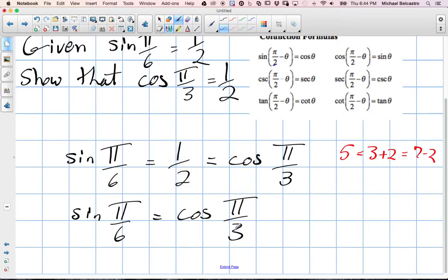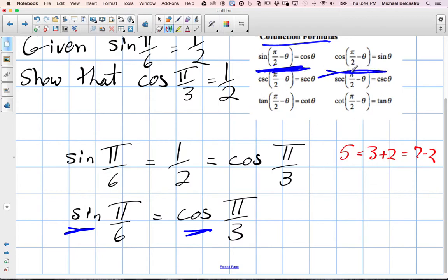Okay, now we need to prove this idea. That's what this whole thing is. When they say show that, they mean you have to prove this to me. Prove that these things are equal. Well, we're going to look in our cofunction formulas for a relationship between sine and cos. This one has a relationship with sine and cos, and this one has a relationship with sine and cos. We have to decide which way we're going to prove it. And we can technically prove it both ways.